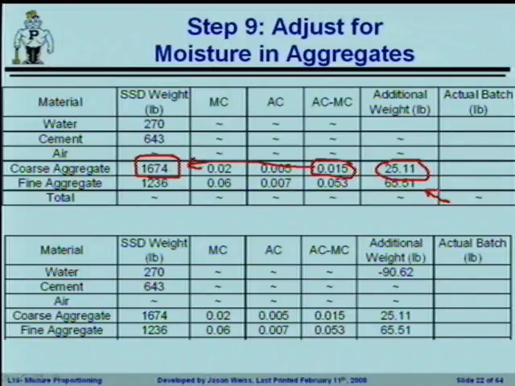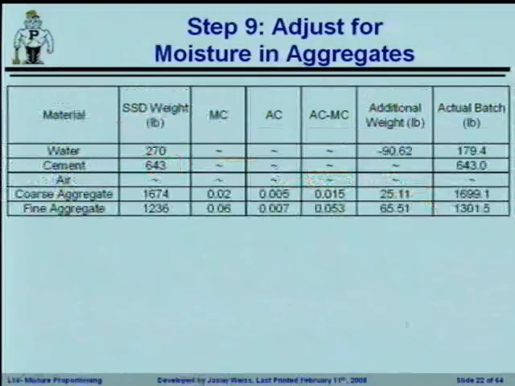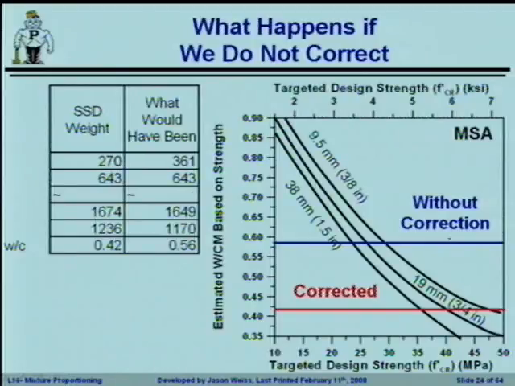So we're going to reduce the mixed water by simply the sum of the coarse aggregate and the fine aggregate and the water that's coming along with them. So if we go through, we can actually do the calculation on that. Instead of putting in 270 pounds of water, we'd put in 180 pounds because we're getting additional water coming from our sand and coarse aggregate. We'd have 643 in terms of cement, 1,700 in terms of our coarse aggregate, and 1,300 in terms of our fine aggregate. Now, what does this mean?